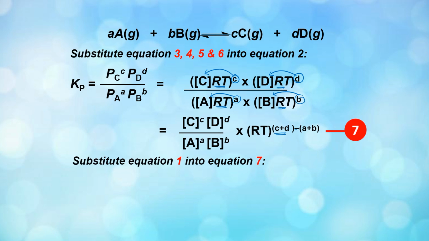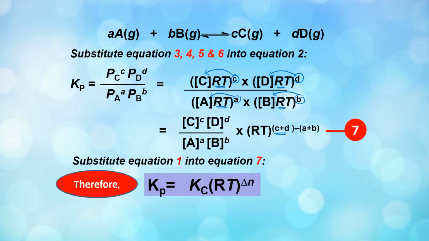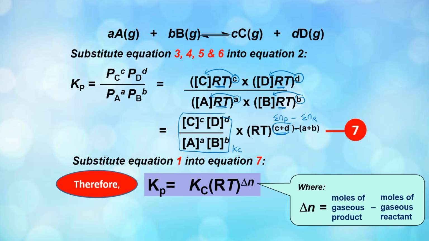Substitute equation 1 into 7. This part here is Kc. Then RT is raised to the sum of moles of product minus the sum of moles of reactant. That is why we can write delta n, where delta n means the change in moles: moles of gaseous product minus moles of gaseous reactant.